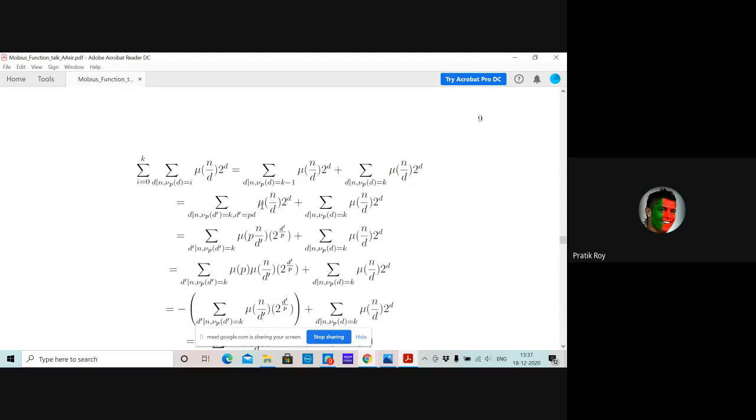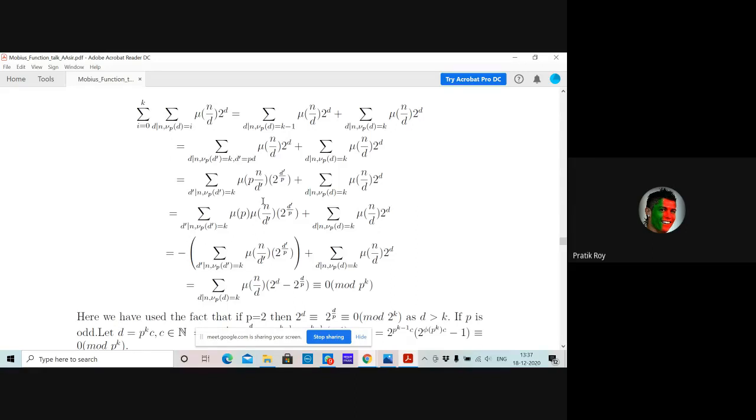And the rest is the same. Okay, now I am just substituting this d with d prime. Now we know that d is equal to d prime, so d will be d prime by p. So here the mu n by d will be mu p n by d prime, and this d here in the power of 2 will be 2 to the power d prime by p. Okay, the rest of the sum remains untouched.